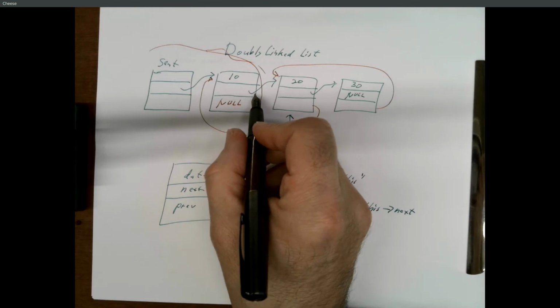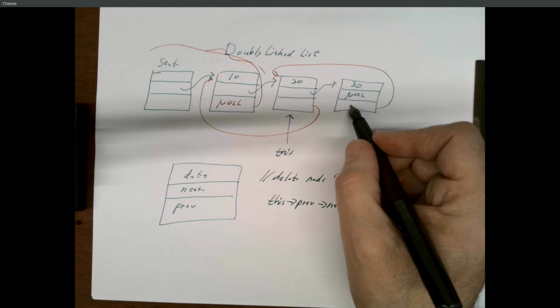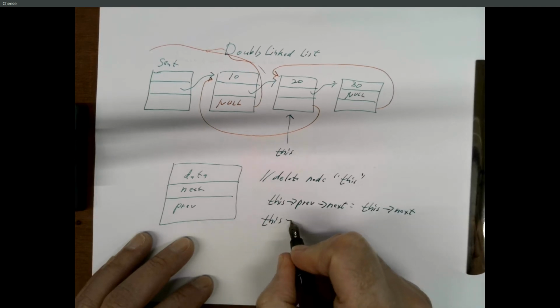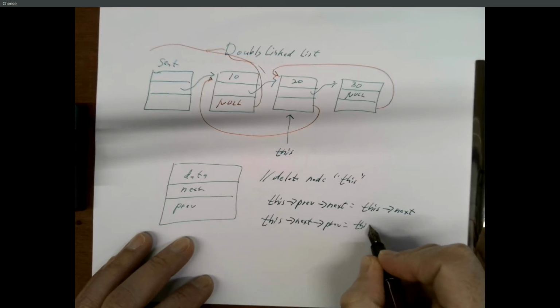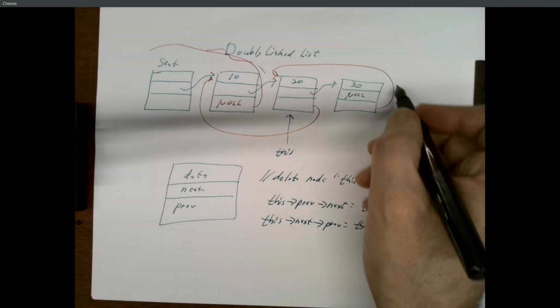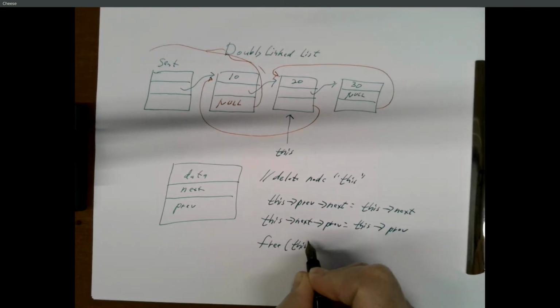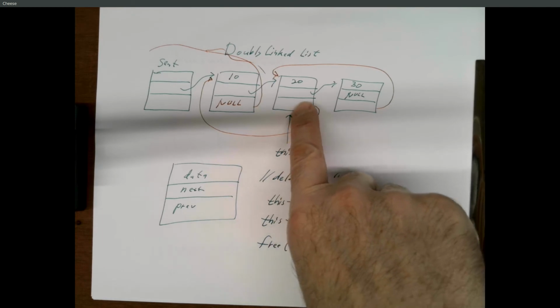So that sets up this link here to point to the 30. And then we need to change 30's previous to point not to the 20, but back to the 10. So the node following this is this arrow next, and we want that thing's previous to be equal to this node's previous. And that sets this back pointer up to point all the way back to the 10, and then we can just free this. So the lines are a little longer, but the processing is a lot simpler because we don't need a pair of pointers. And if we want to insert right before this node, it's the same thing.